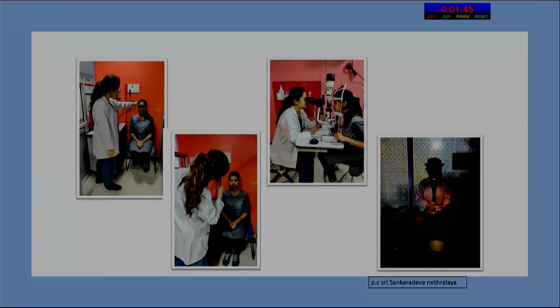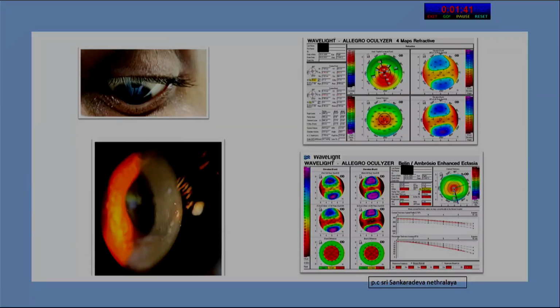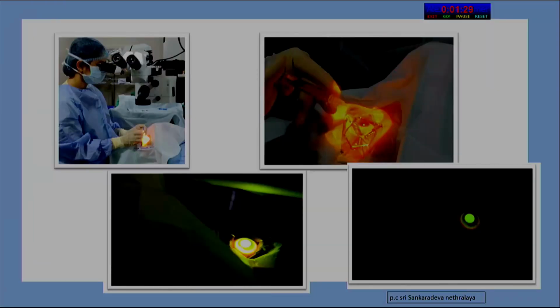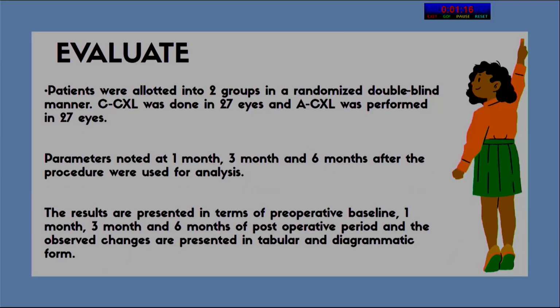After initial evaluation of visual acuity, slit lamp examination and detailed fundus examination, we proceeded with investigations like Pentacam, where both the Belin Ambrosio enhanced ectasia display and the 4-map display were shown. After prepping the eye, we performed the procedure. In total we took 54 patients, out of which in 27 patients we did the conventional method and in 27 patients we did the accelerated method.